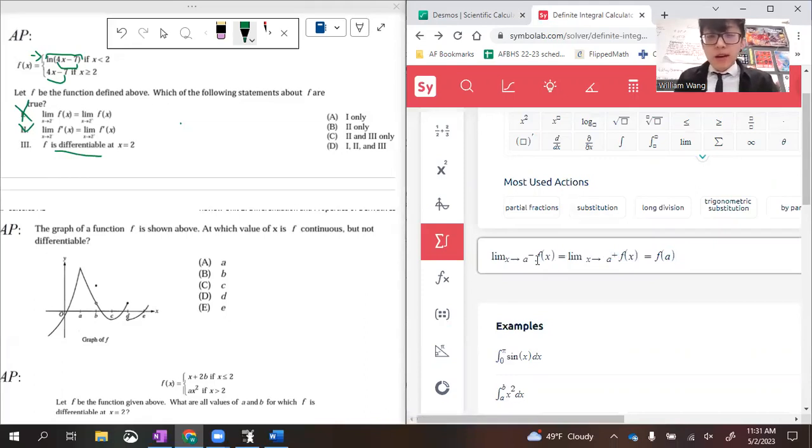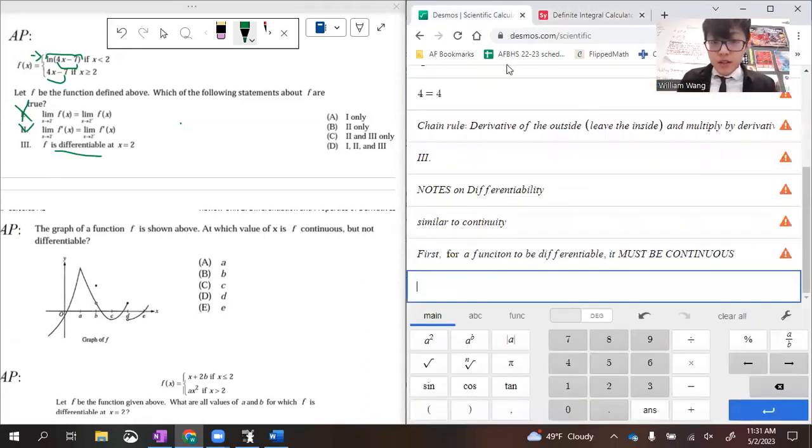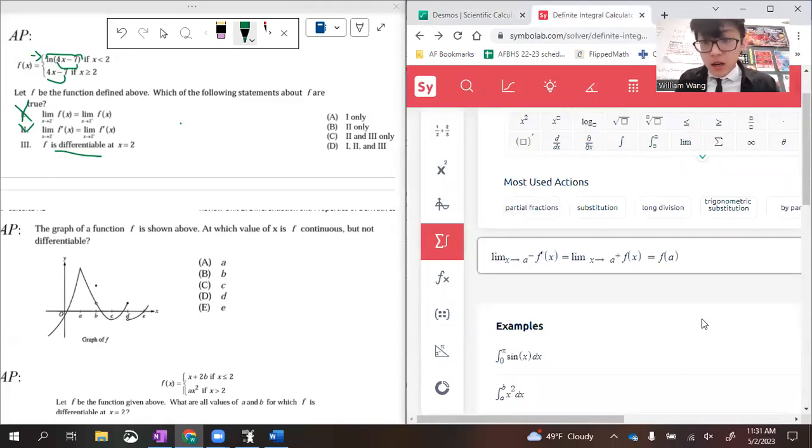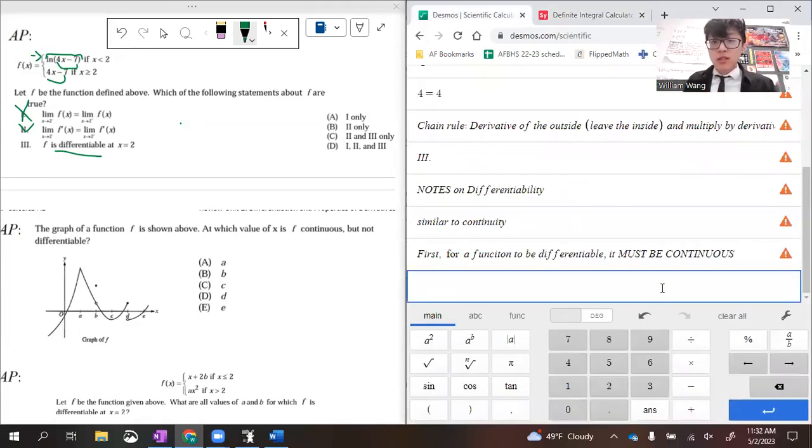Well, similar to differentiability, you just replace everything with the derivative. So basically the limit from the left of the derivative of the function, f prime of x, must equal the limit from the right of the derivative of the function, f prime of x, right?